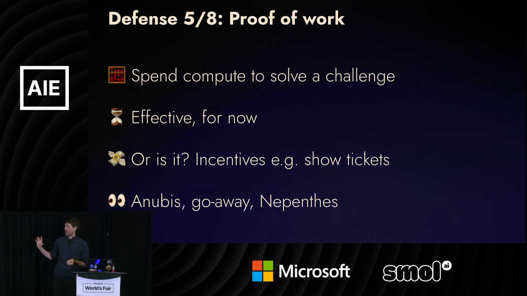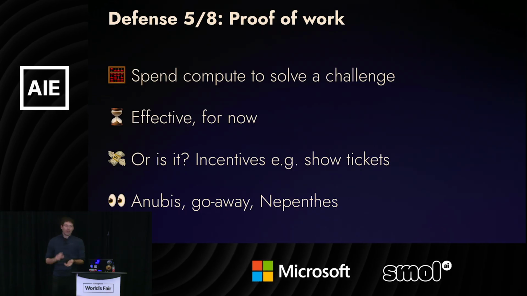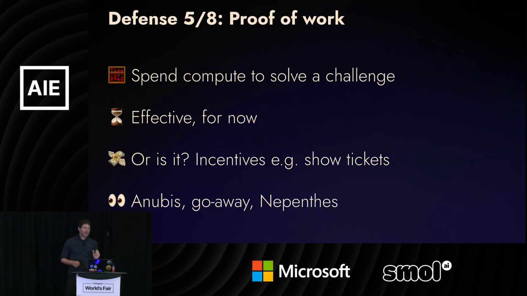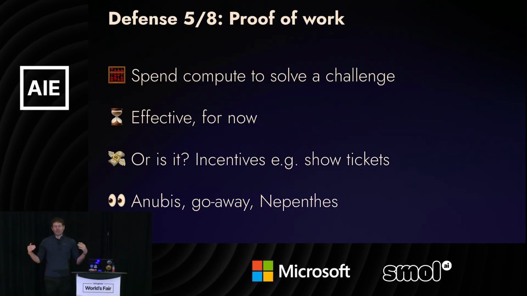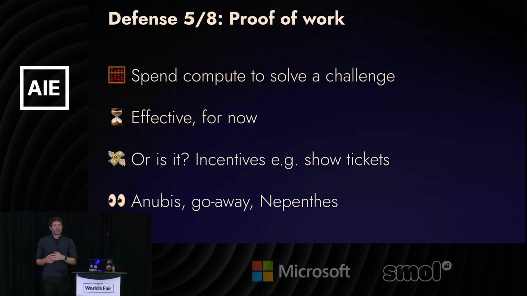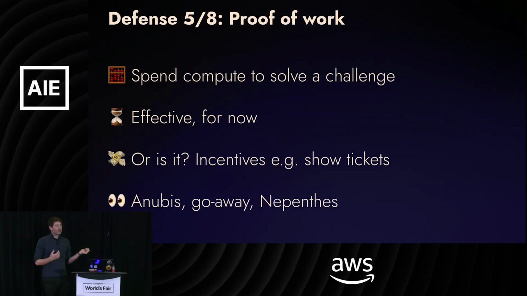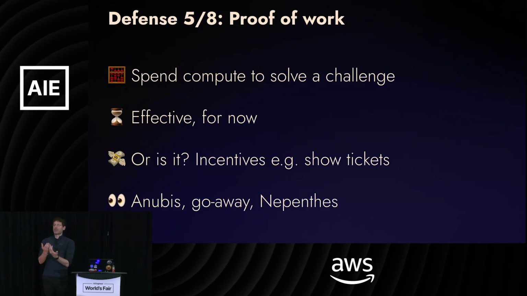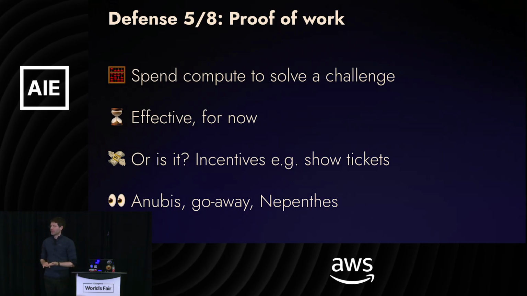There are a couple of interesting open source projects that implement these. Anubis is a good one, GoAway and Nepenthes. These are all proxies that you can install on the Kubernetes cluster or put in front of your application. You can run it yourself, and it will implement these proof of work problems and put them in front of the users that it thinks are suspicious.